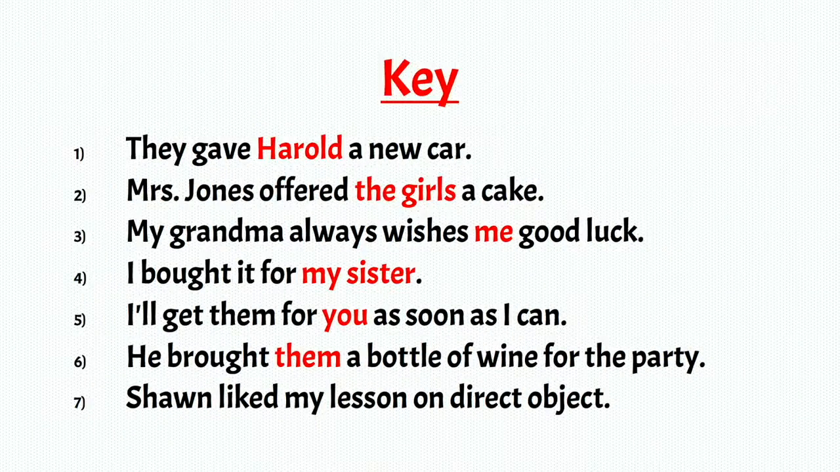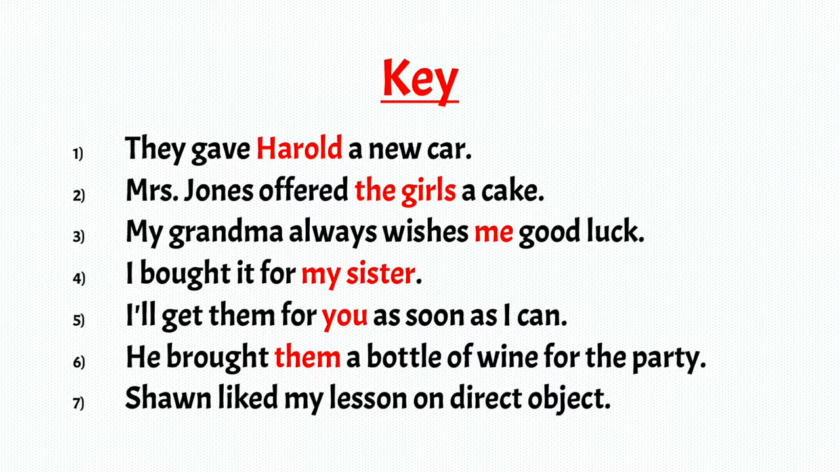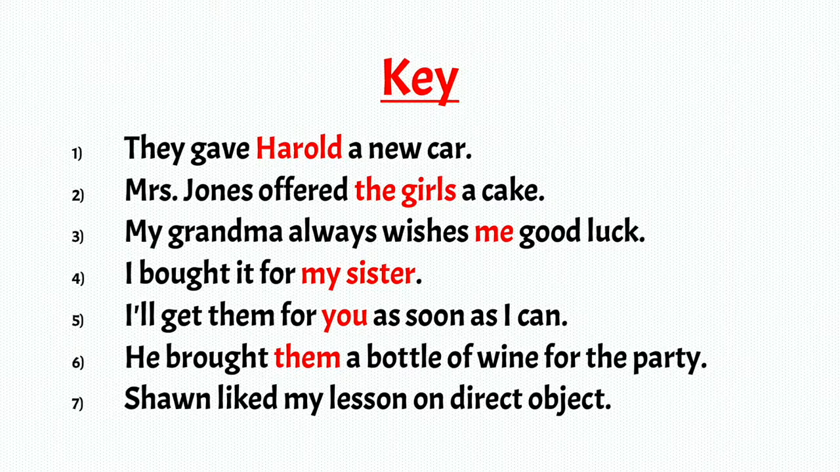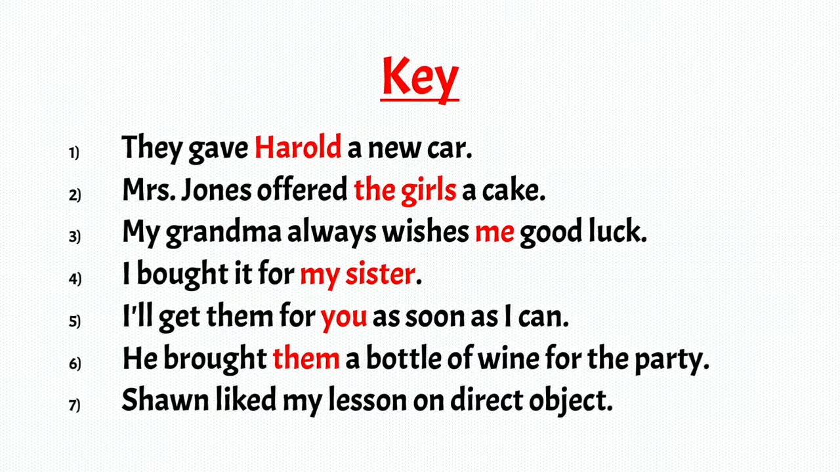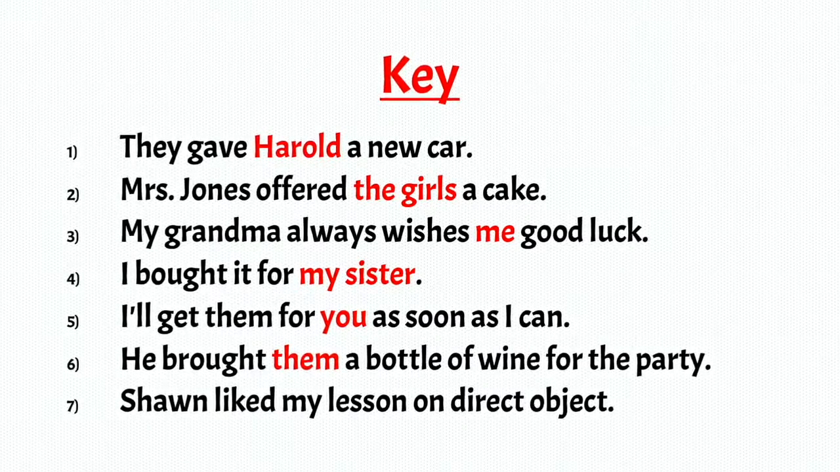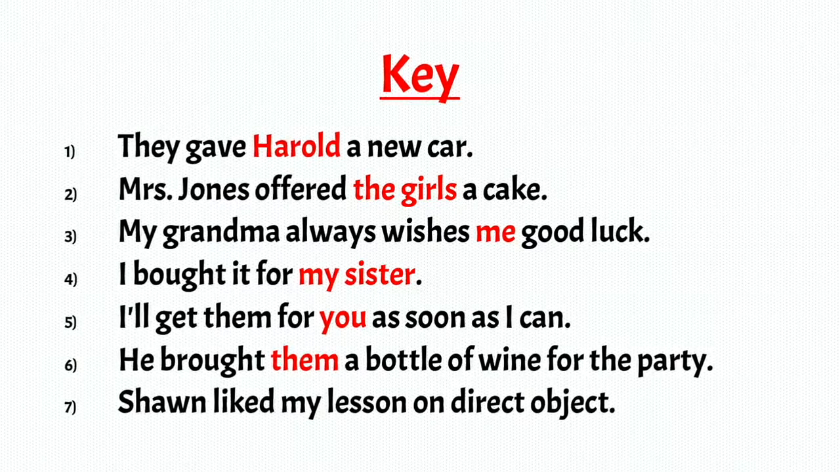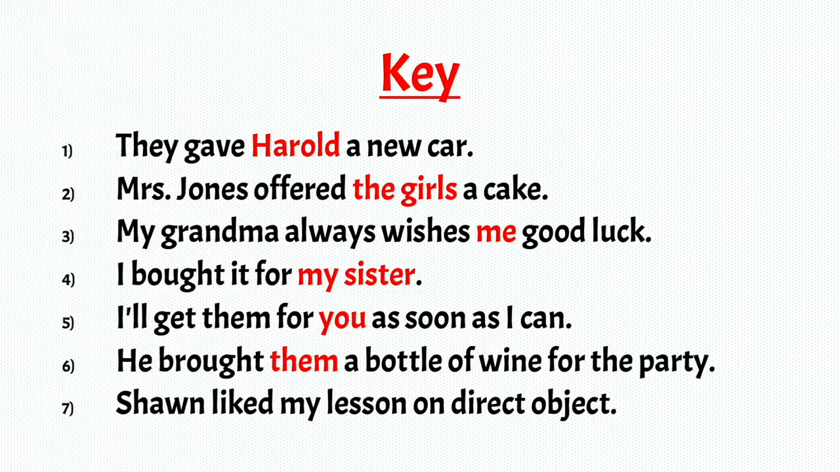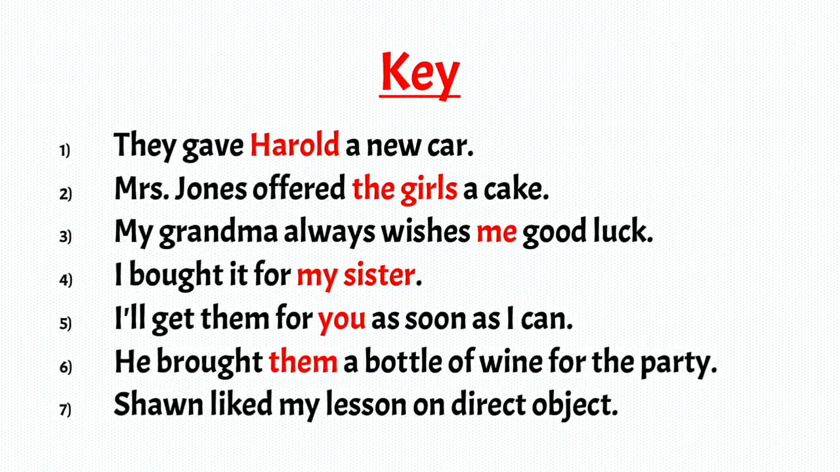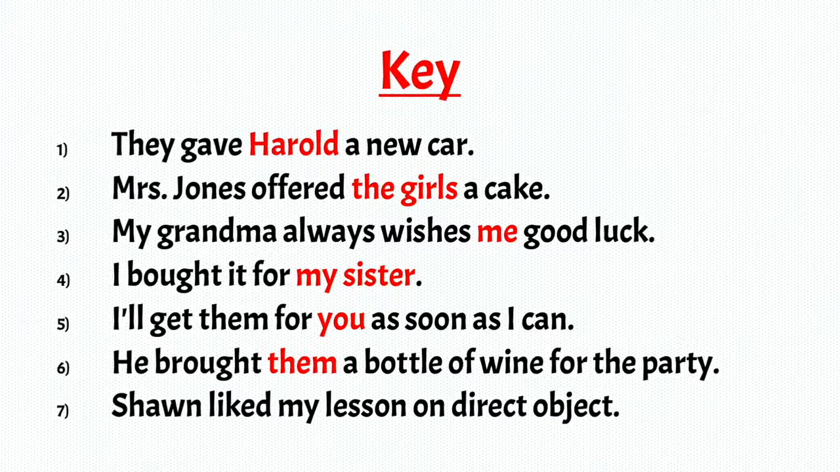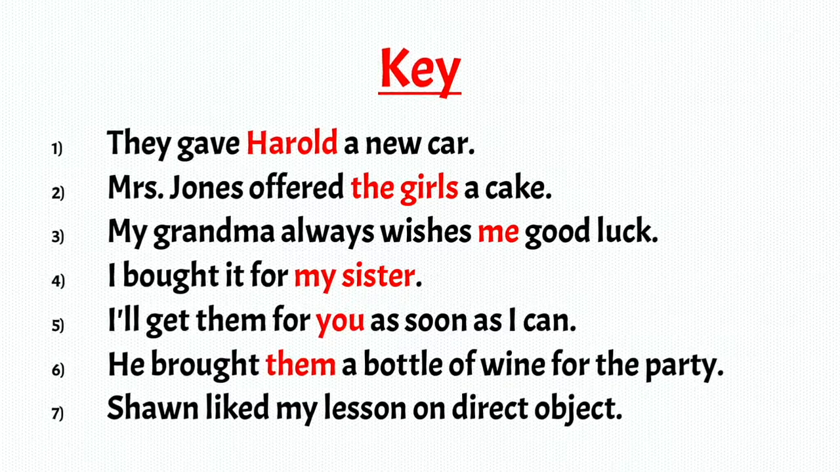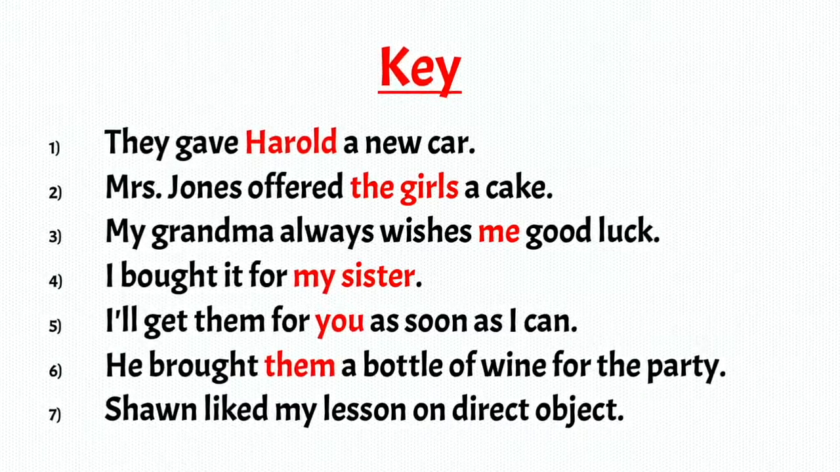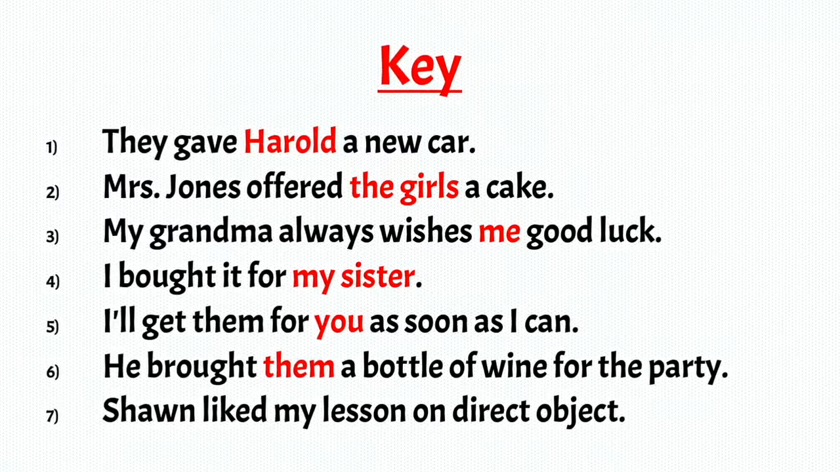Okay, so this is your key. They gave Harold, indirect object, a new car. Miss Jones offered the girls, so the girls would be your indirect object. My grandma always wishes me, indirect object. I bought it for my sister. For my sister is your indirect object. I'll get them for you. For you would be your indirect object. Number 6, he brought them. Okay, them is your indirect object. And then we have a direct object, a bottle of wine, like we did before, for the party.